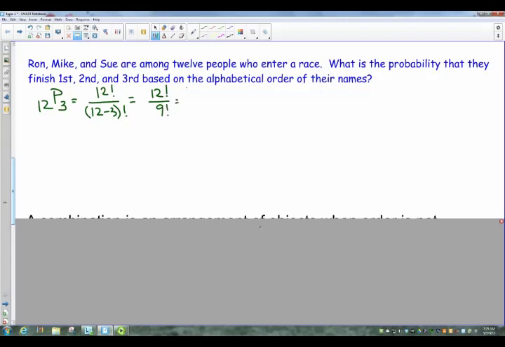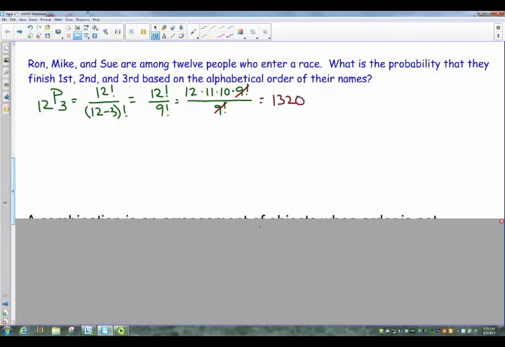Now, using the same logic we had in the last example, I'm going to stop right there in my numerator, because now my 9 factorial in the numerator and the denominator cancel. So what I'm left with is 12 times 11 times 10, which gives you 1,320.